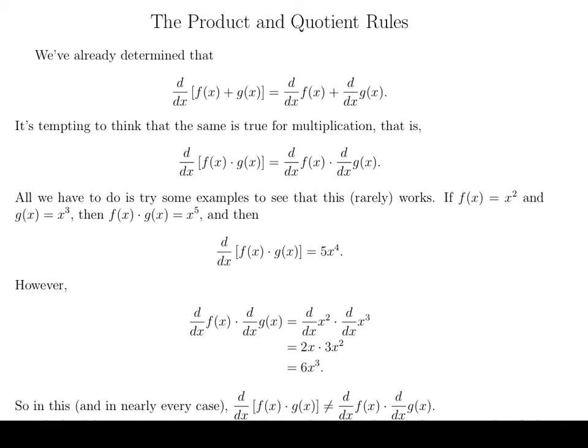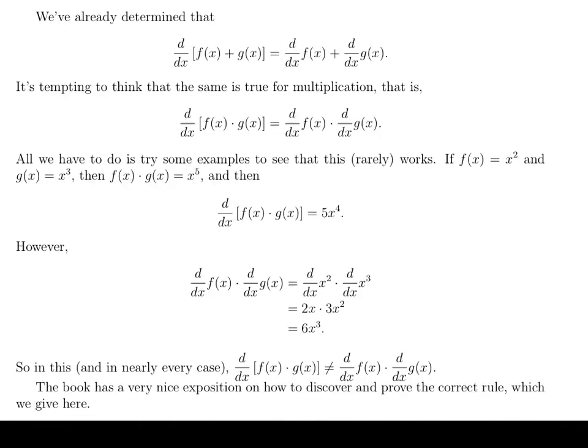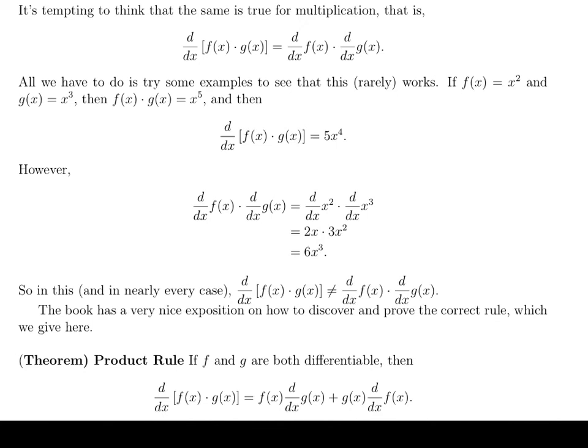Okay, so what is the actual formula? Now the book has a very nice write-up on how you discover and prove the correct rule. I would suggest that you read through that so that you can see how the formula comes about. So let me show you the formula. The formula is something called the product rule. And it says that if you have two functions, f and g, which are differentiable, then the derivative of f times g is equal to f of x times the derivative of g of x plus g of x times the derivative of f of x.